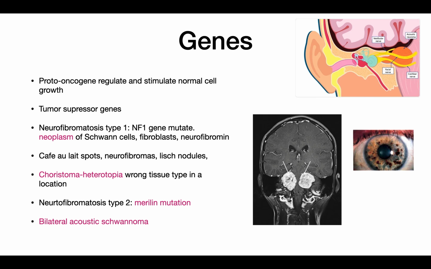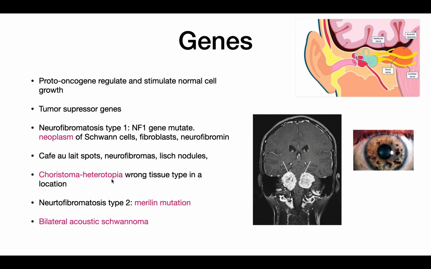Okay, genetics. Proto-oncogenes regulate and stimulate normal cell growth, and they're regulated by the tumor suppressor genes. So clearly, anything wrong with these two, there's going to be cancer. Neurofibromatosis type 1 is when the NF1 gene is mutated, and there's going to be a neoplasm of the Schwann cells, the fibroblasts, and neurofibromin. It results in café au lait spots, neurofibromas, and Lisch nodules. These are your Lisch nodules.